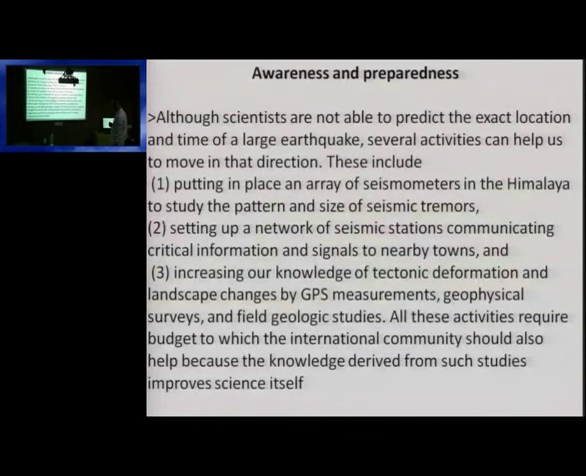Now, look at this: awareness and preparedness. How will we be aware and prepared for earthquake-like activity, because it is going to occur in India or in any Himalayan region. Although scientists are not able to predict the exact location and time of a large earthquake, several activities can help us move in that direction. This includes putting in place an array of seismometers in the Himalaya to study the pattern and size of seismic tremors, setting up a network of seismic stations, communicating critical information and signals to nearby towns, and increasing our knowledge of tectonic deformation and landscape changes by GPS measurement, geophysical survey and field geologic studies.